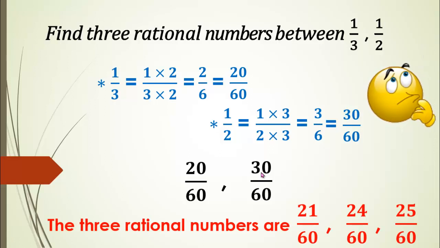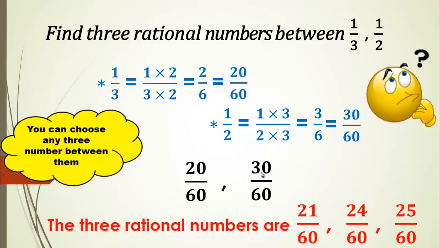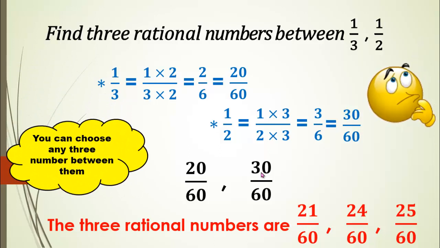So simply I can say that the three rational numbers are 21 over 60, 24 over 60, and 25 over 60. And remember, you can always choose any three rational numbers included between 20 over 60 and 30 over 60. The question is now, do I have another way to solve this question?